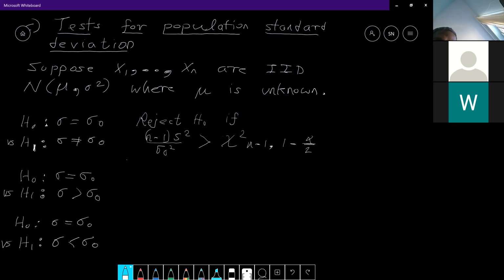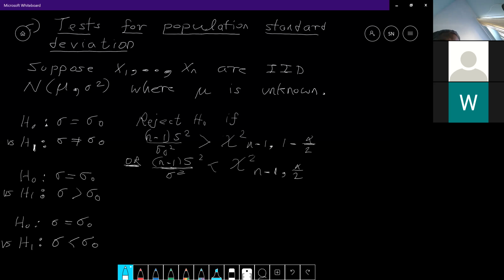Or, the same thing, which is n minus 1 times s squared divided by sigma 0 squared is less than chi squared n minus 1 alpha by 2. My writing is getting worse every day, sorry. So if one of these two inequalities is satisfied, then you reject the null hypothesis. That's for the first one.